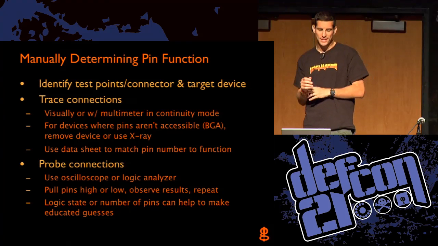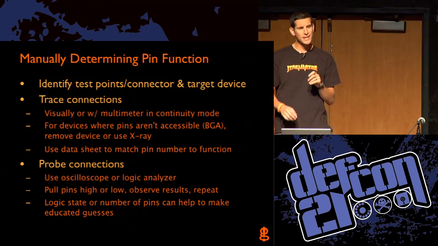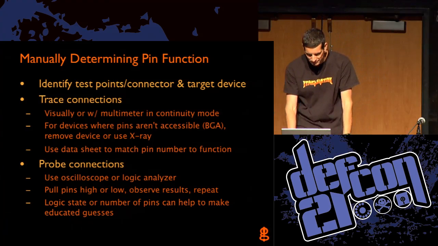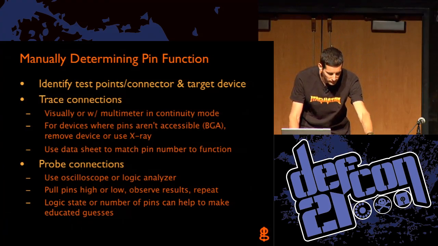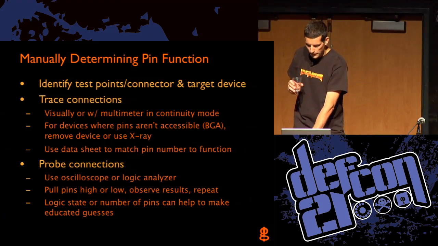Then you can start probing the connections, use your scope, use your logic analyzer, see how the states of those pins change as you pull the other pins high or low. Lots of permutations, just a total pain in the ass. And I'll show you why the JTAGulator is better. But not yet.